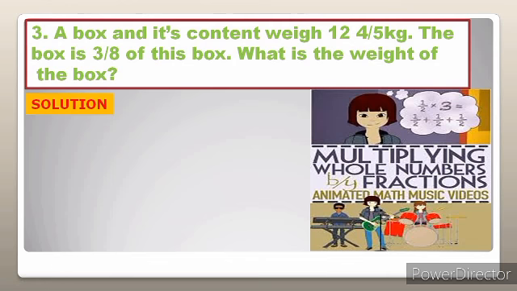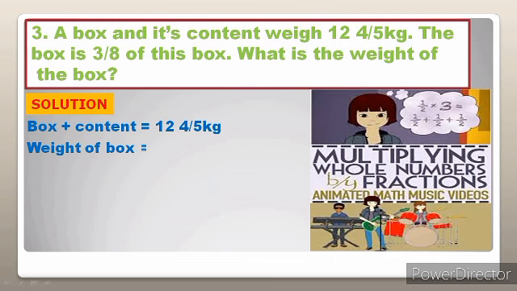So our solution, the box plus the contents now together gives us 12 whole number 4/5. But we want the weight of the box, and they are giving us the fraction of the weight of the box. So to get the weight of the box becomes 3/8, which is the fraction of the weight of the box, of, that is times 12 whole number 4/5.